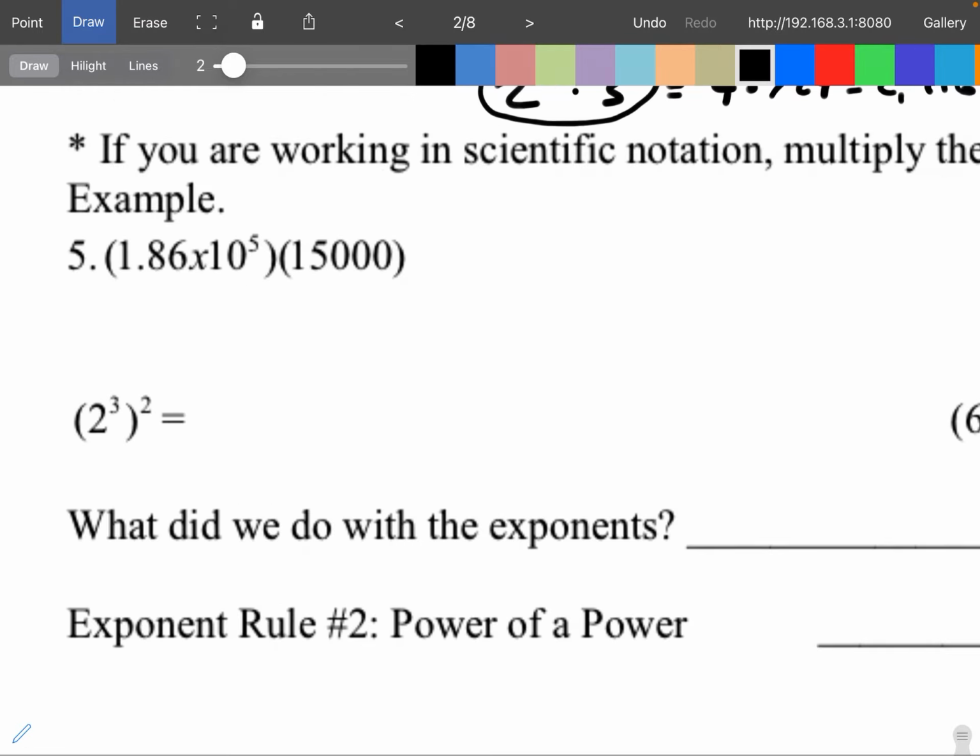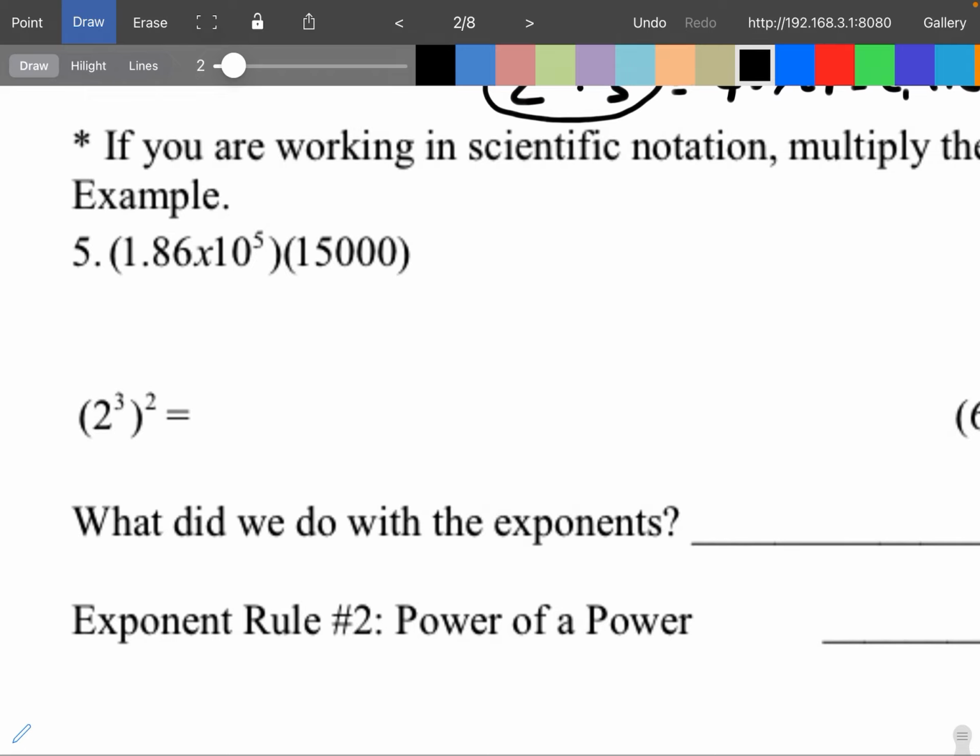All right, then they got one example here about scientific notation. So you want to multiply these two numbers, but the second number is not in scientific notation. So the second number is 15,000. Right now the decimal point is right here. We need to move it so that there's only one digit to the left of the decimal point. So we would have to move it 1, 2, 3, 4 spots, put it right there.